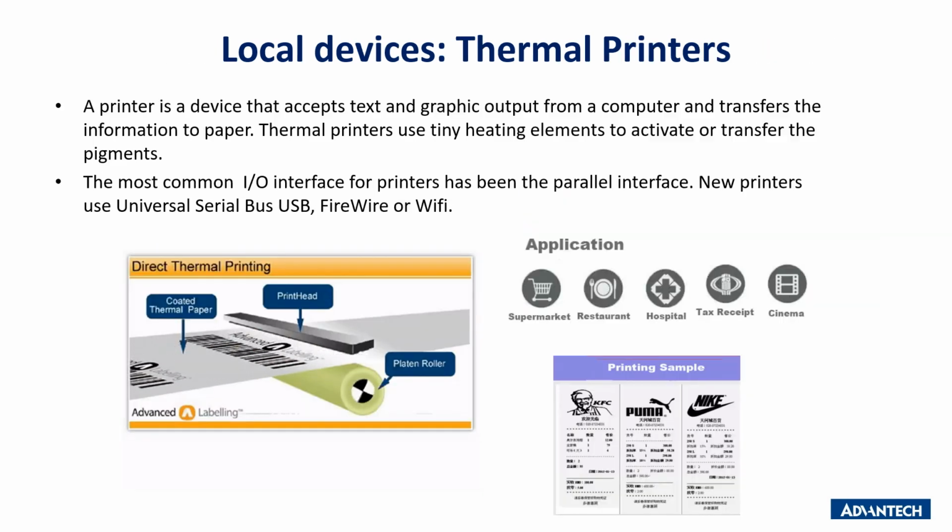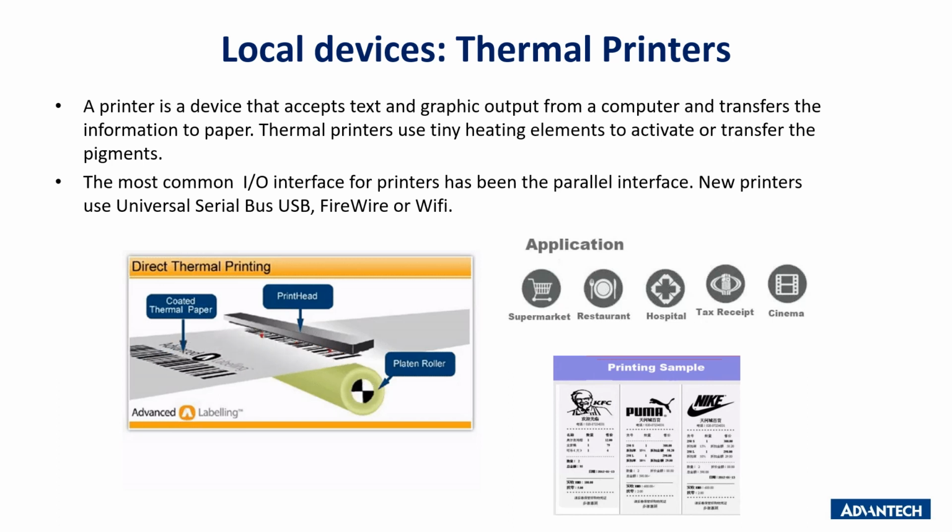Thermal printers. A printer is a device that accepts text and graphic output from a computer and transfers the information to paper. Like in the below animation, thermal transfer printers use a thermal printhead to transfer a solid ink from a ribbon onto the paper, polyester, nylon, or other thicker materials to produce a permanent print. Ribbon is usually made from wax, resin, or a combination of the two, and is bonded to the label supply surface with heat and pressure.